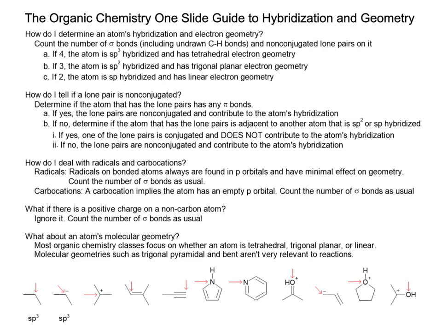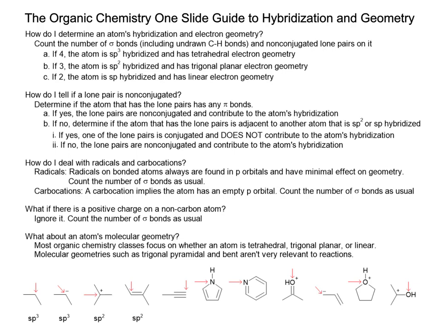On the carbocation, again, we can ignore that carbocation and just count the sigma bonds, so that's 3, so that is sp2 hybridized. Next, we have 2 drawn sigma bonds and 1 carbon-hydrogen sigma bond that's not drawn, so that's also sp2 hybridized.